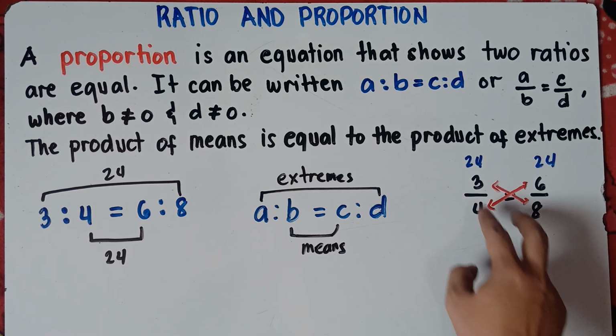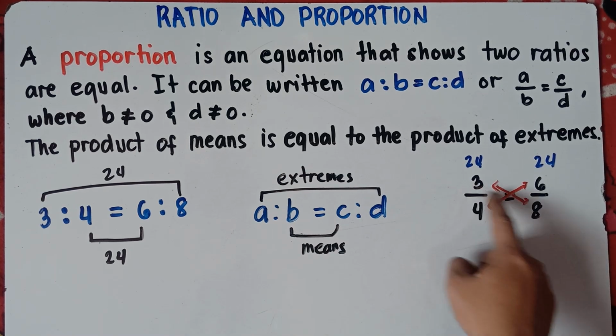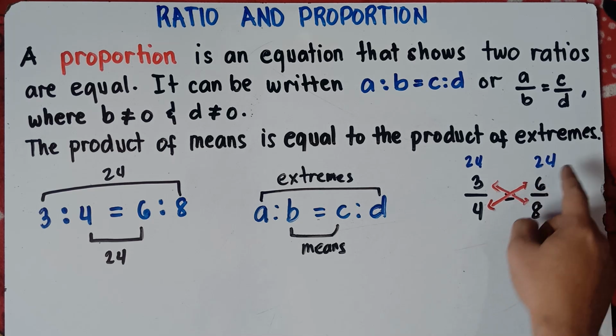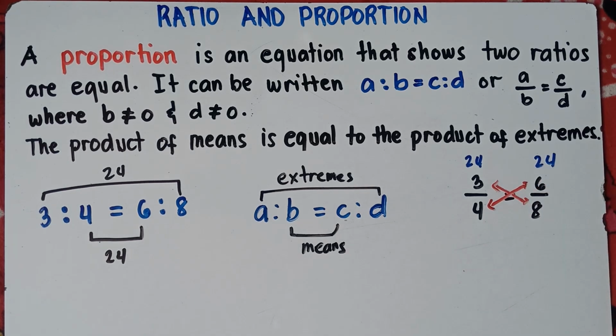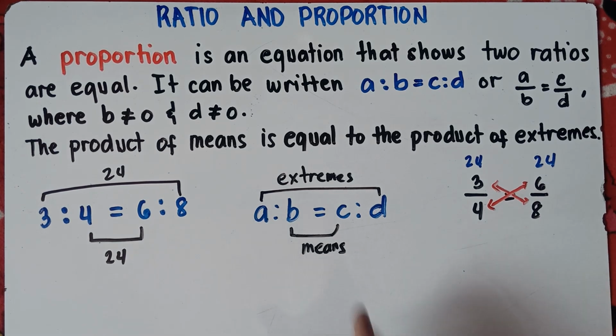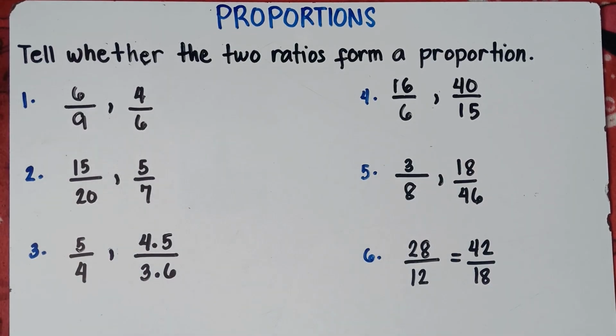But for me, class, it's better to do the cross multiplication. This one, 3 times 8, 24. 4 times 6, that is 24. So let's give an example, class. You determine if the given equation is a proportion or not. Alright, so you tell whether the two ratios form a proportion.